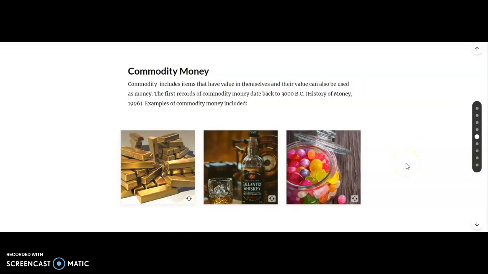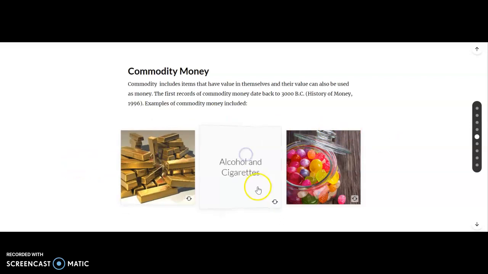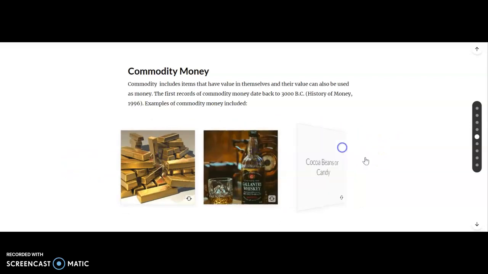Bartering became somewhat challenging due to the risk of spoiling and really the availability. So then was introduced commodity money. Commodity includes items that have value in themselves, and their value can be used as money. The first records of commodity money date back to 3000 BC. Some examples include things like gold and silver, alcohol and cigarettes, and even cocoa beans or candy.